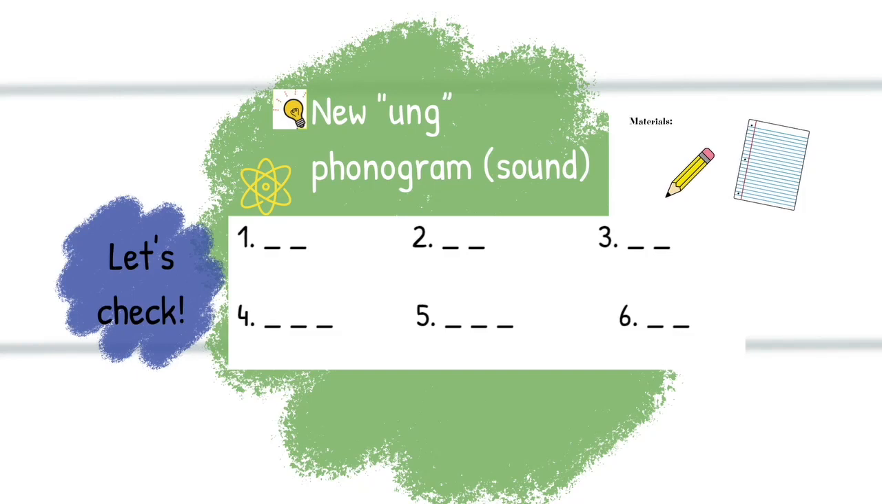Ung. Number 2, hung. Like I hung the picture. Say it. Good. Hung. Ung. Number 3, rung. Ung. 4, stung. Good. Stung.